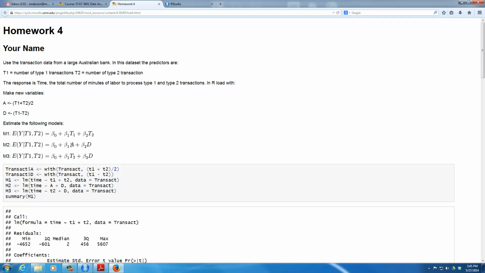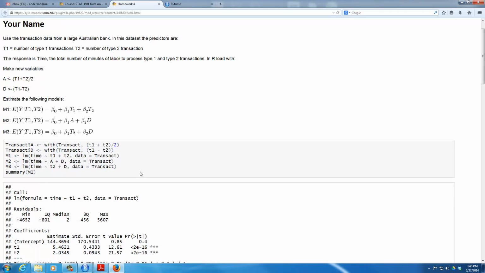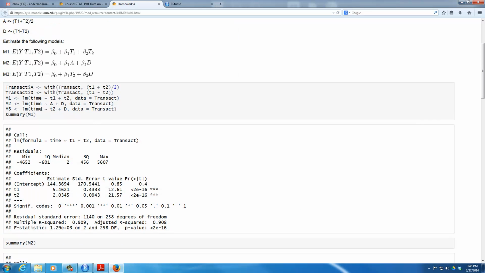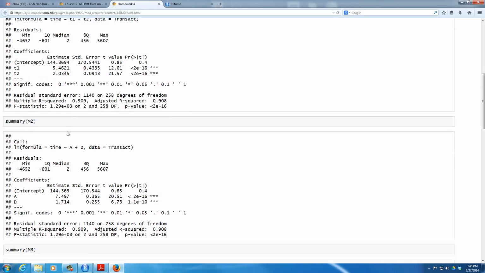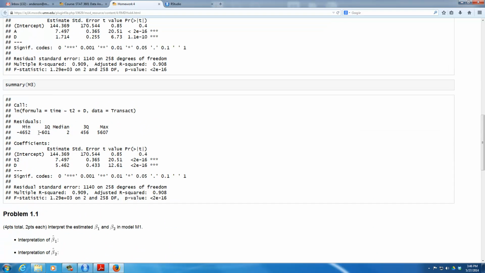So model M2 talks about the overall busyness of the number of transactions, and another important feature, D, is how different the number of type 1 and type 2 transactions are from each other. And in model 3, we have the number of type 2 transactions as a predictor, and also the difference between type 1 and type 2. And so we have these 3 models, M1, M2, and M3. We have the summary for M1, the summary for M2, and the summary for M3.